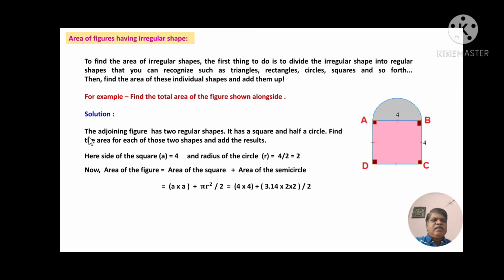Since a semicircle is there, πr² is the area of the circle, divided by 2, which is equal to 4 into 4, plus (3.14 into 2 into 2 upon 2). So it will be 4 into 4, that is 16, plus 3.14 into 2. So that will be 16 plus 6.28. So you can write that the area of the figure is equal to 22.28 square units. Such different figures we are going to consider here.